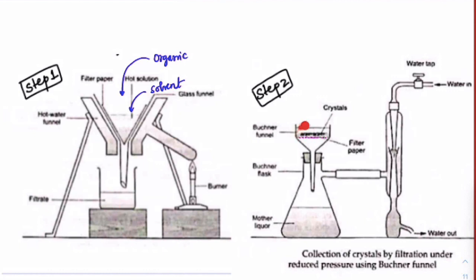We will put that hot filtrate in a Buchner funnel here. This is called the Buchner funnel, the shape. In this Buchner funnel, again, I will have one filter paper on which I am adding this filtrate and start cooling it.